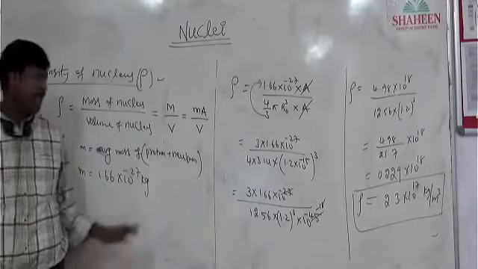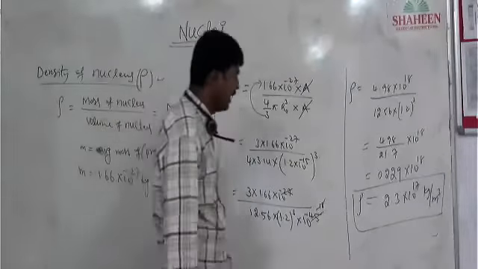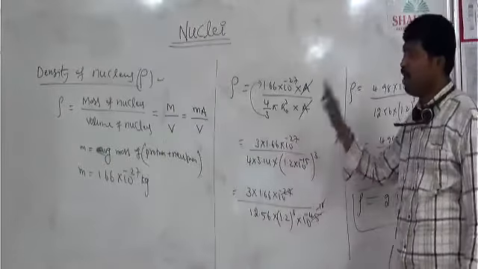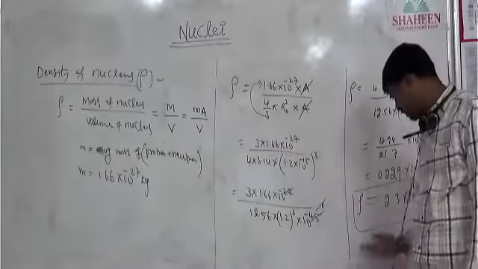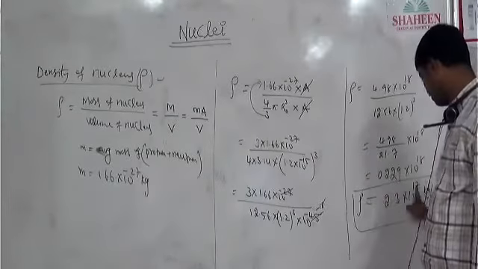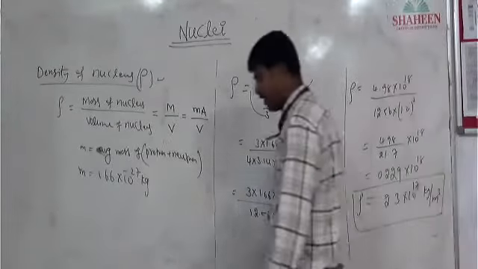First of all, tell me, density is clear, everything? Any doubt in the density? Clear na? Nuclear density or density of nucleus. Is it clear? Finally, we got 2.3 into 10 to the power of 17 kg per meter cube.